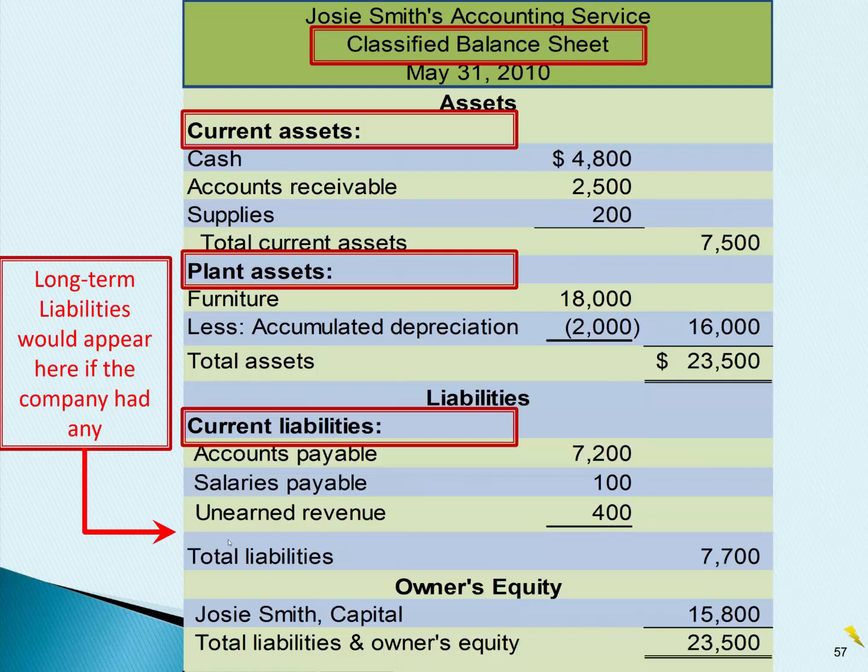And so that's what a classified balance sheet is. You're going to split up the assets between current assets and plant assets. Some students like to think of those as long-term assets. And liabilities will be broken down into current liabilities and, if there are any, long-term liabilities.